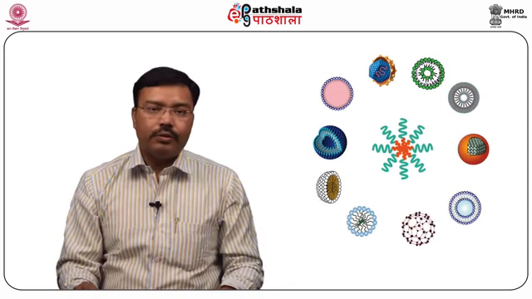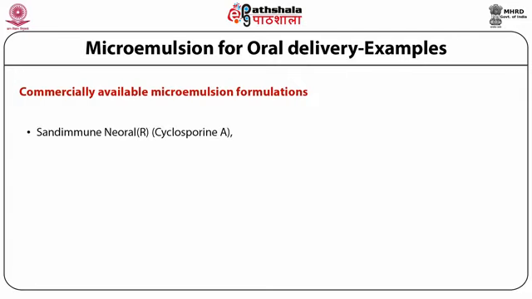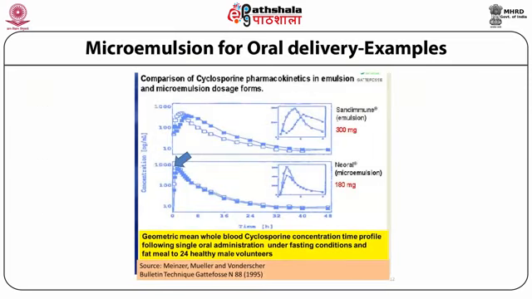of ocular tissues. The examples of microemulsion for oral delivery which are commercially available are Neoral, which is cyclosporine A, Fortovase, which is Saquinavir, and Norvir, which is Ritonavir. This image shows a comparison of cyclosporine pharmacokinetics when given in emulsion as well as in microemulsion dosage forms.